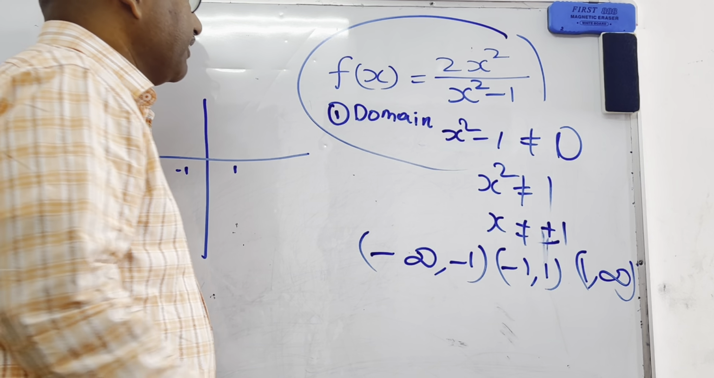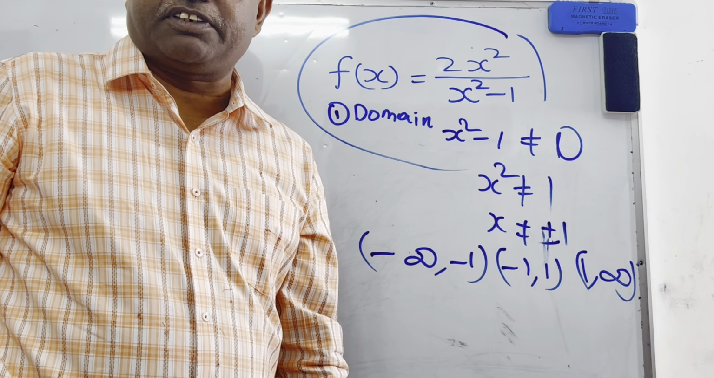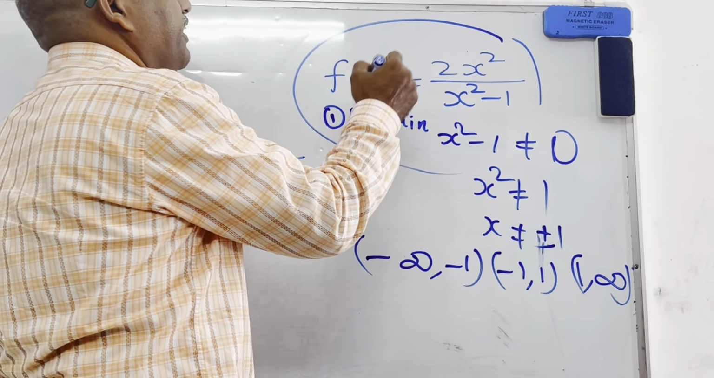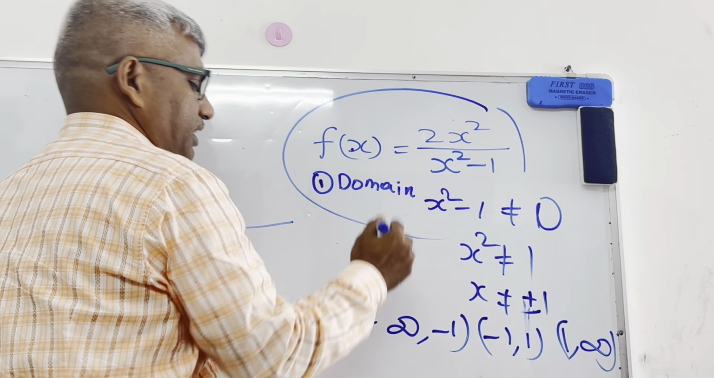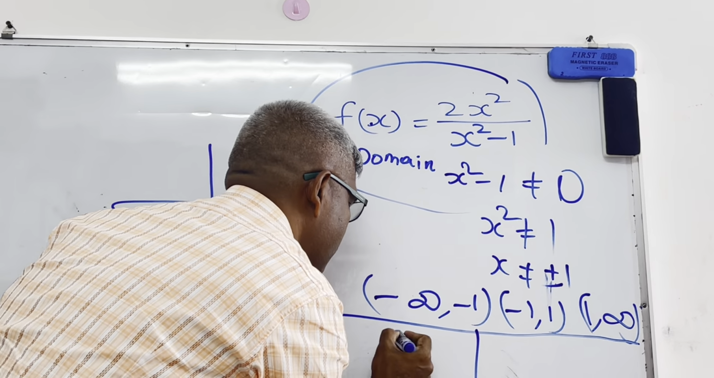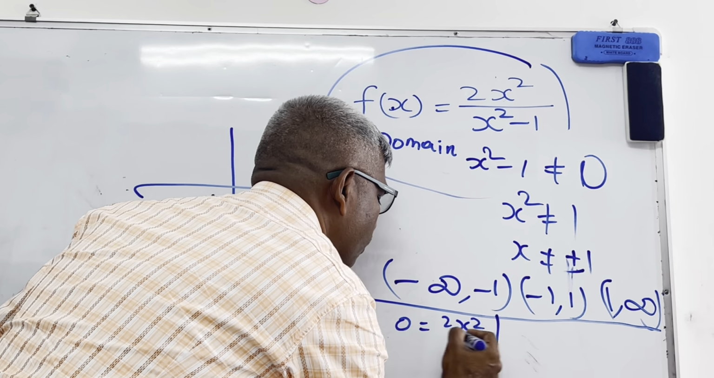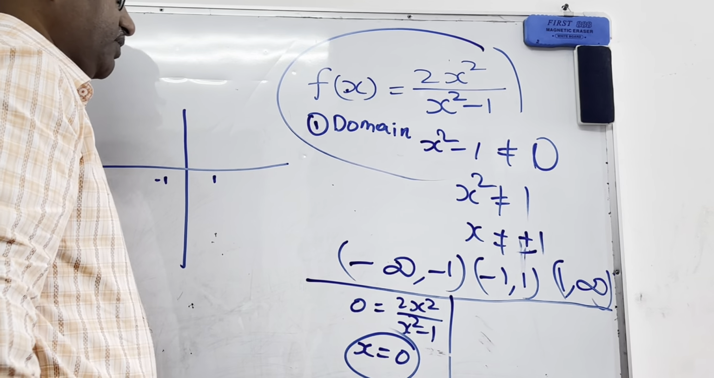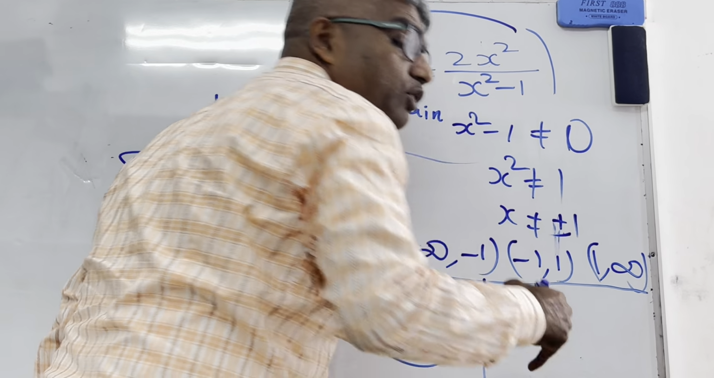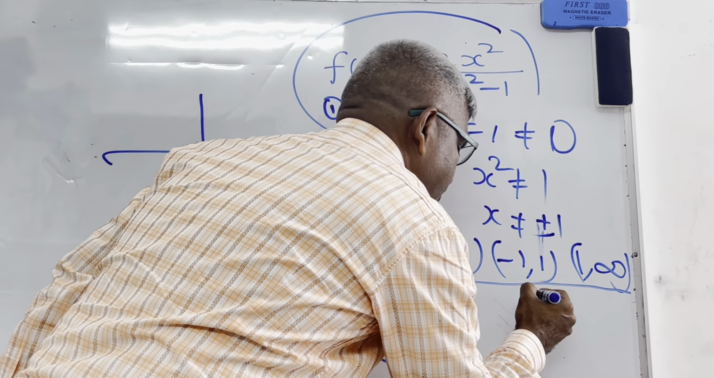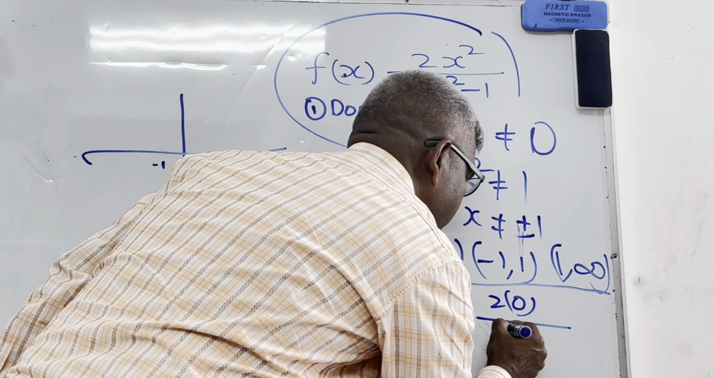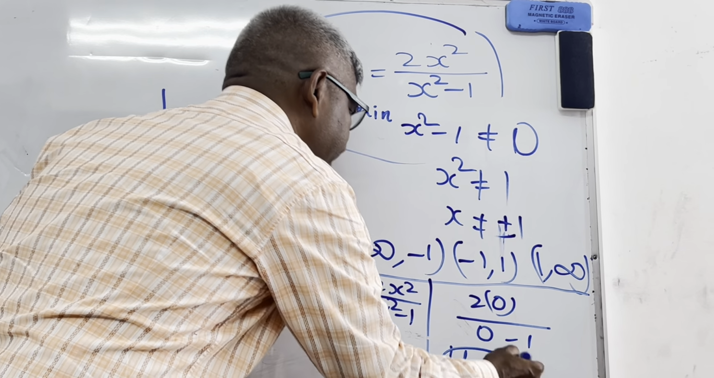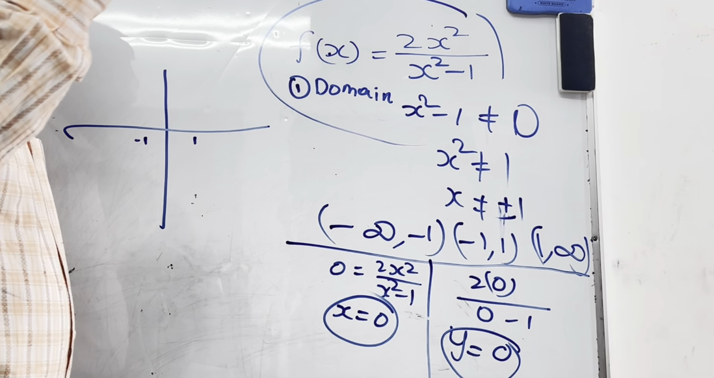Okay, number 1. Number 2, find the intercept. How to find the x-intercept? Put y equal to 0. If y is 0, then 0 equal to 2x squared over x squared minus 1, then x is 0. To find y-intercept, put x equal to 0. So 2 times 0, over 0 minus 1, is 0. So x-intercept and y-intercept both are 0. So we found 2 points.